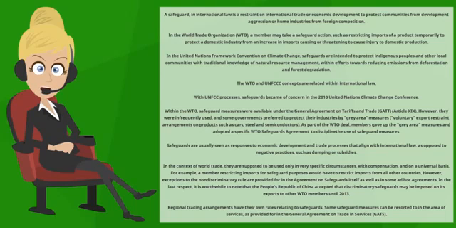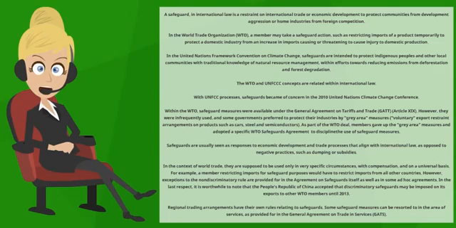In the United Nations Framework Convention on Climate Change, safeguards are intended to protect indigenous peoples and other local communities with traditional knowledge of natural resource management, within efforts towards reducing emissions from deforestation and forest degradation. The WTO and UNFCCC concepts are related within international law. With UNFCCC processes, safeguards became of concern in the 2010 United Nations Climate Change Conference.